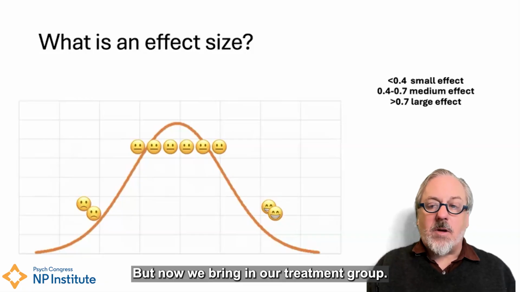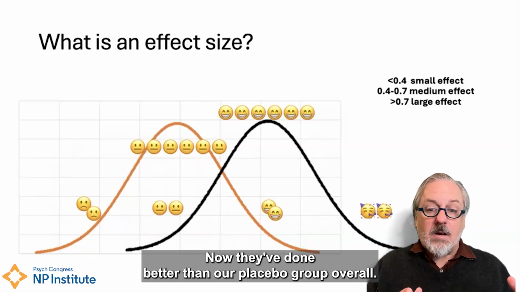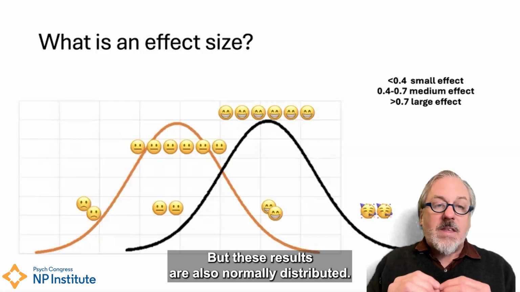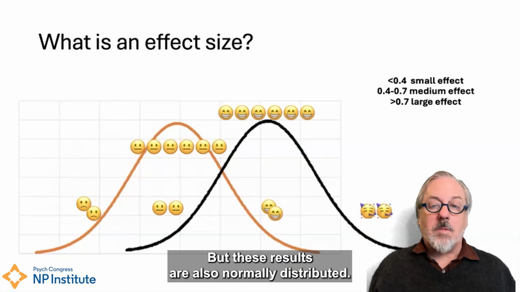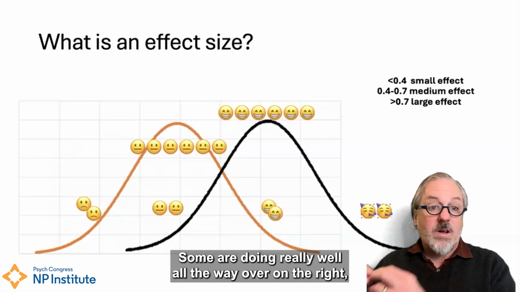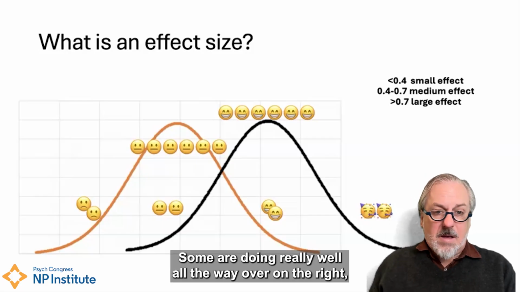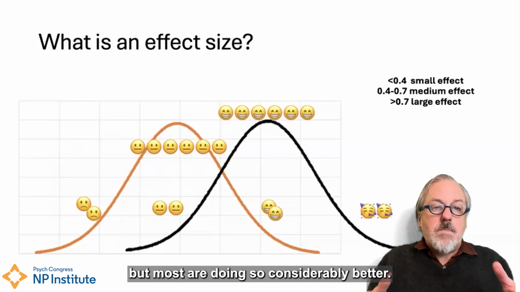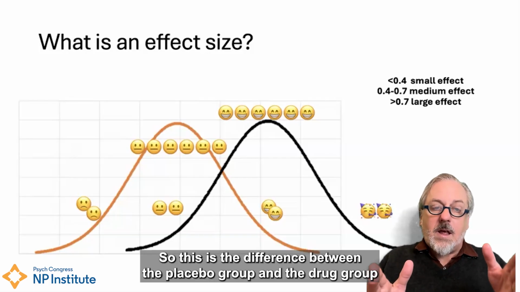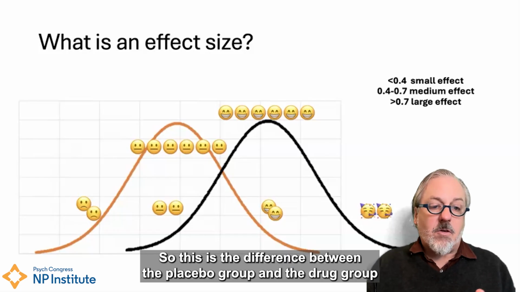But now we bring in our treatment group. They've done better than our placebo group overall. You see this curve is more to the right. But these results are also normally distributed. Some are doing so-so. Some are doing really well, all the way over on the right. But most are doing considerably better. So this is the difference between the placebo group and the drug group.